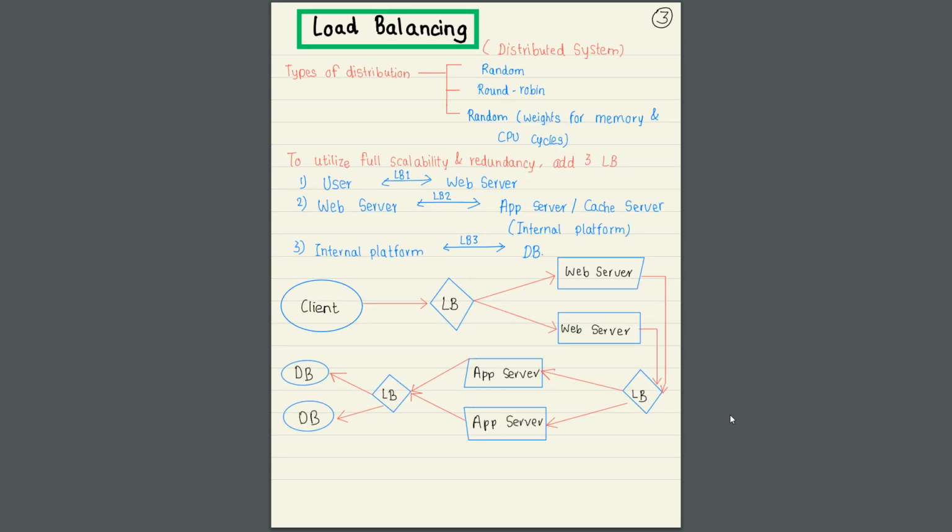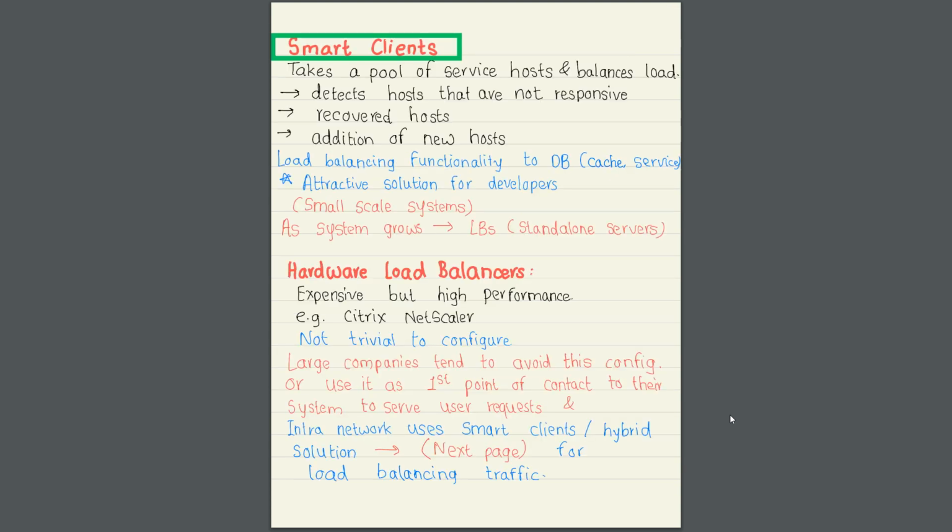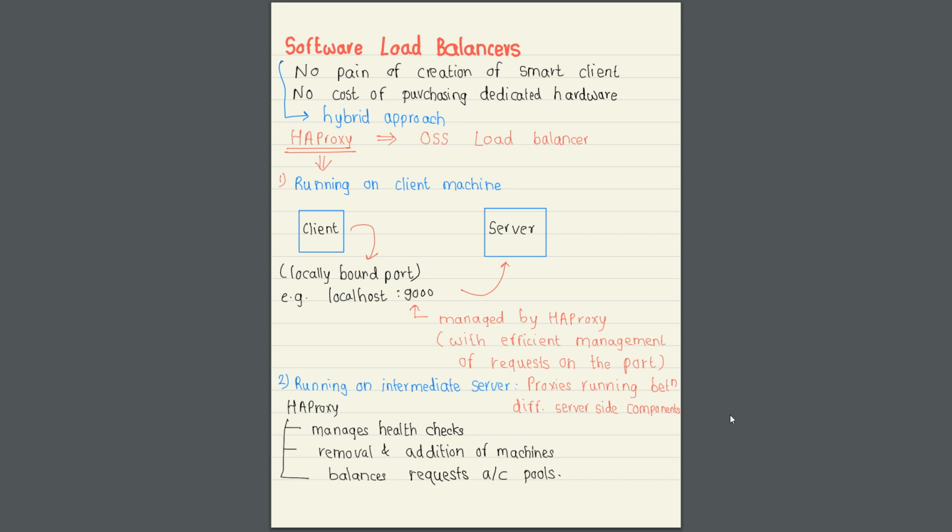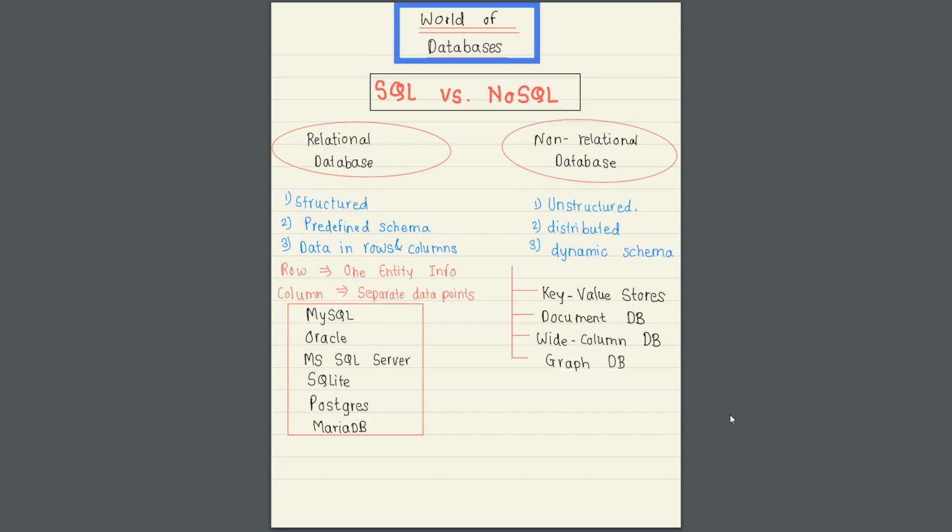Already on day one we discussed how we will create load balancers, where to enable them, and what the types of load balancing are. There are multiple ways: smart client, hardware load balancer, and software load balancer, which means we will use proxies. We discussed how we will create proxies, and how we will enable client side load balancer proxies and server side proxies.